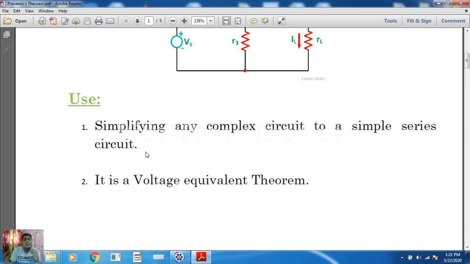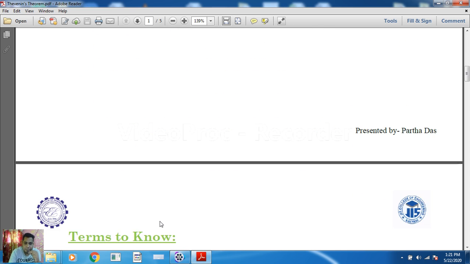Okay, so in the next part of this Thevenin theorem, we have the Norton theorem. That theorem is actually the current equivalent theorem, because in that circuit we are going to reduce the circuit to a simple parallel circuit which will contain a current source, equivalent resistance and load resistance connected in parallel. So that we will do later. For now, just remember that Thevenin's theorem is a voltage equivalent theorem. This is important for the objective also.